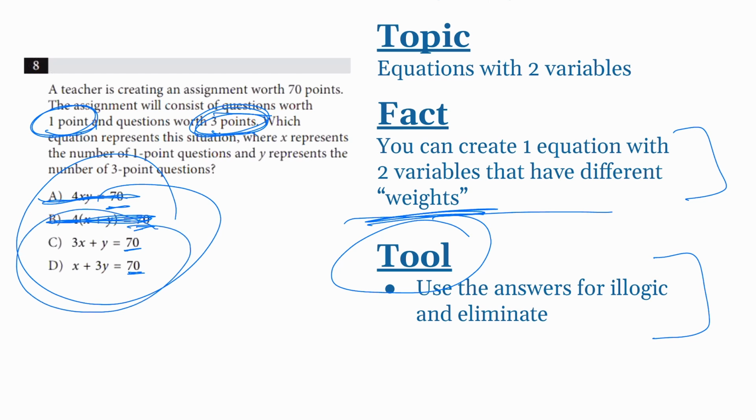And so we're down to C or D. And that means that whichever one here is going to make sense, right? Does the X go with the 3, or does the X go with the 1, the 1 point questions, which would be that invisible one there. And they give us that the X represents the 1 point questions. So we know it has to be this one, right? There's no other way to do it, whereas Y represents the 3 point questions. So D is our answer in number 8.